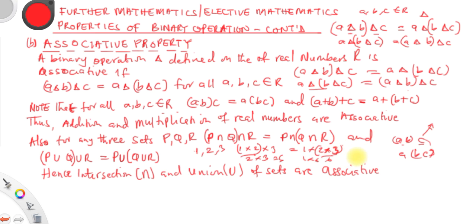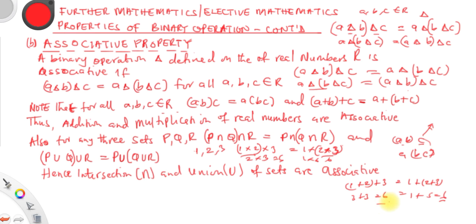The same way, if you are adding these three numbers, 1 plus 2, then plus 3, is it not the same as 1 plus 2 plus 3 with the last two added first? Check whether you do not get the same. What is 1 plus 2? 3. 3 plus 3 is what? 6. And this one, 2 plus 3 is 5. What is 1 plus 5? Is it not 6? So you see.